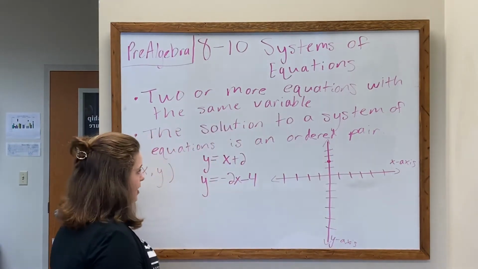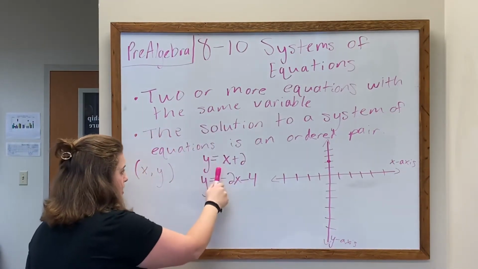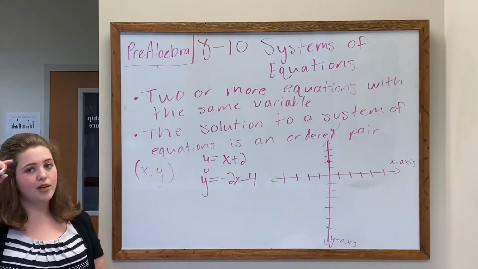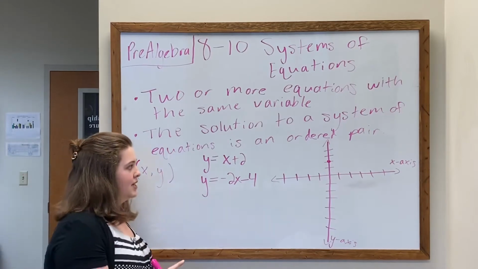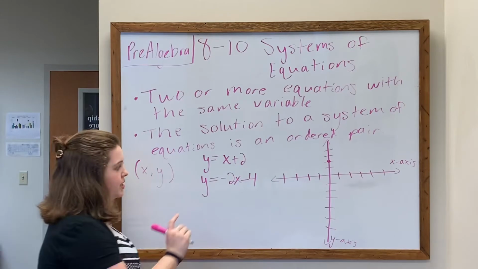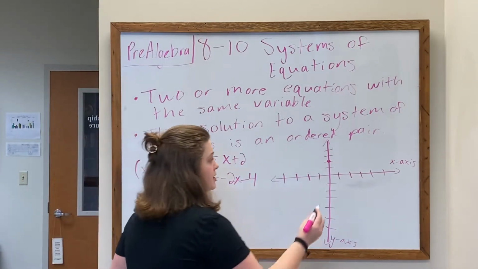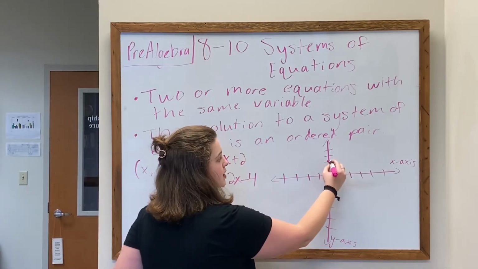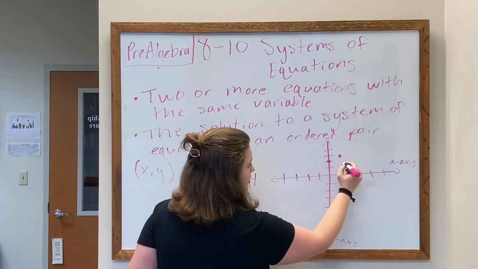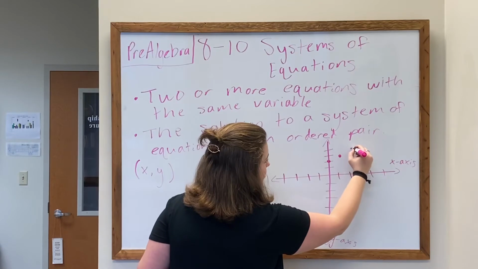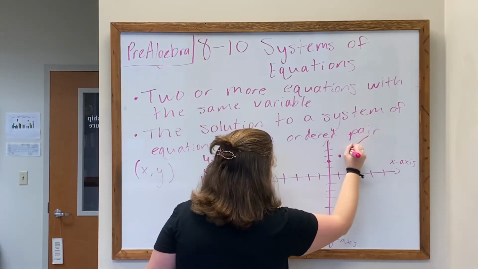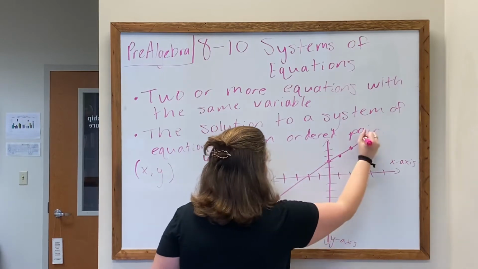So that's my y-intercept. Now my slope here, it just says x. It doesn't say x times anything. So what we know in our heads when we look at this is that this is like saying x times 1. So our slope in this equation is 1 over 1. So I'm just going to start at my y-intercept. I'm going to go up 1, over 1. Up 1, over 1. And then we'll connect these dots to make ourselves a line.